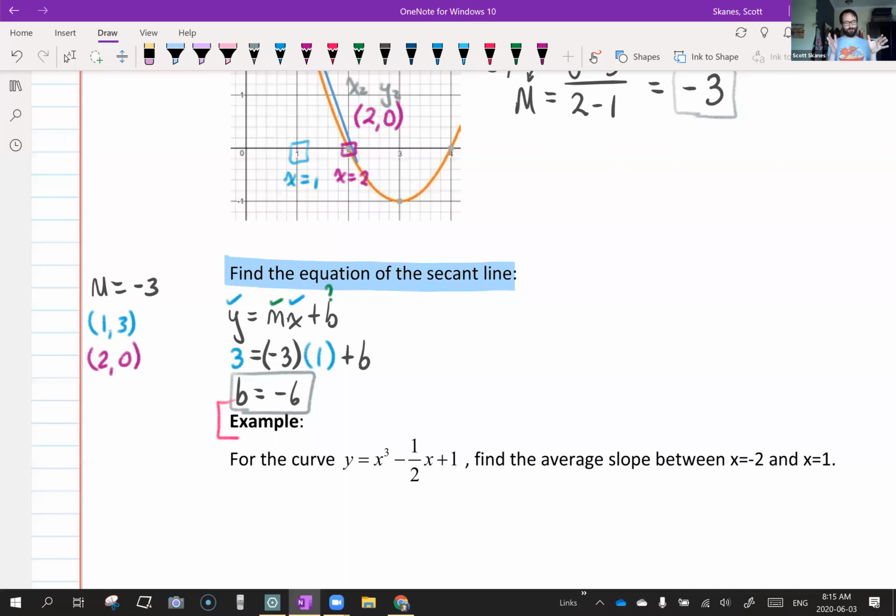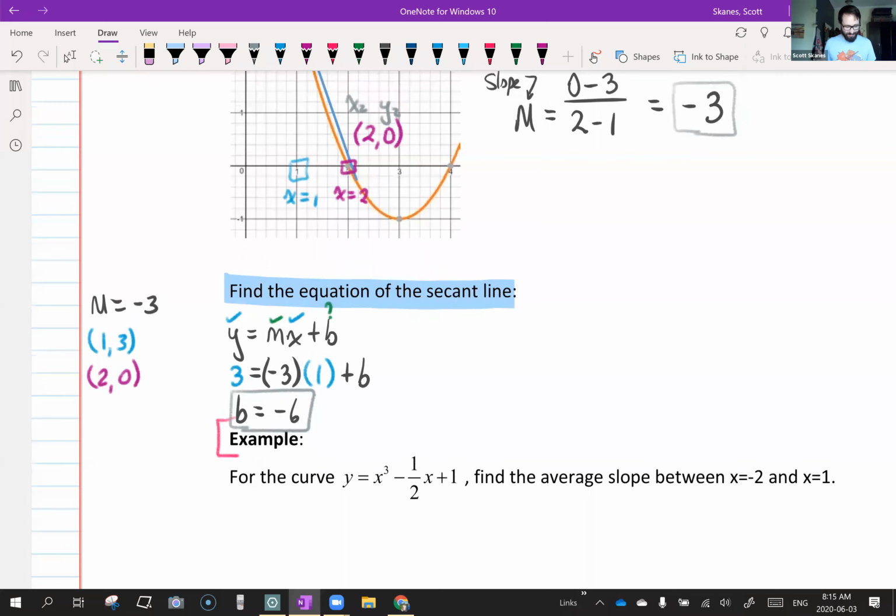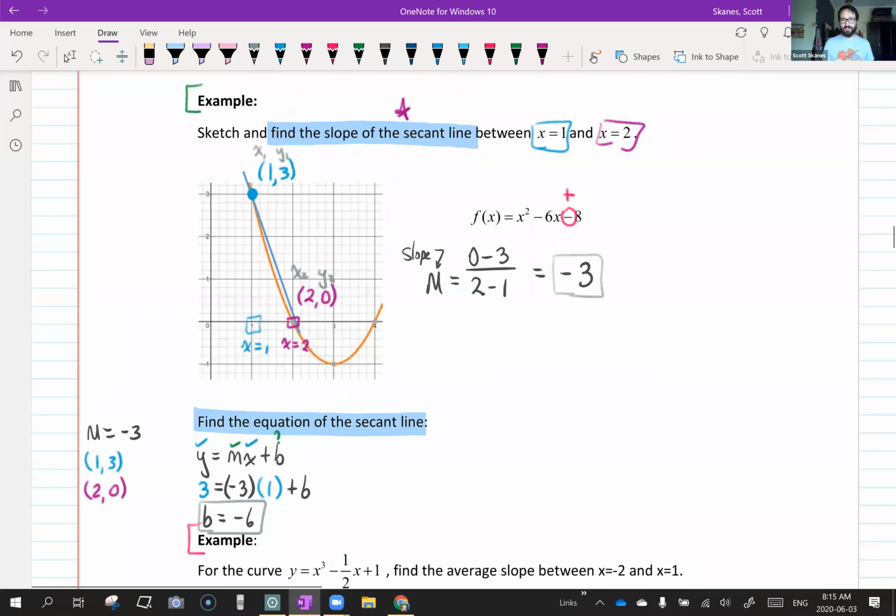Now, what was the point? Sometimes when you get so far into a question, you lose track of what we were trying to do in the first place. So let me just try to recap. Sketch, well, the sketch is done. Sketch and find the slope of the secant line. So we found the slope of the secant line. It's right here. We're done.